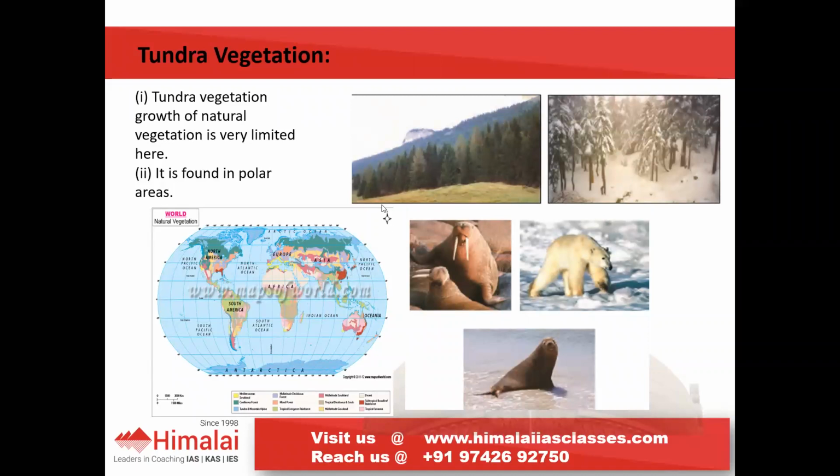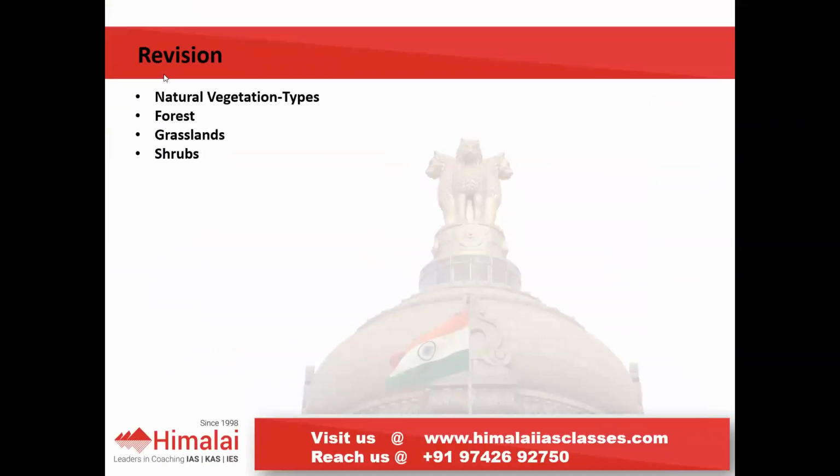Fine, hope you understood this chapter. So what did we learn in this chapter? We saw what natural vegetation is, what the different types of it are, that is forest, grasslands and shrubs. Of forests, we saw 6 types and where they are distributed in the world, and grasslands, the different types and where they are distributed in the world, and next one is shrubs.